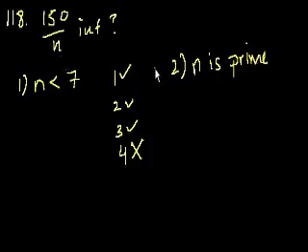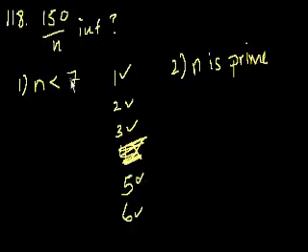But if you combine the two statements, if you say that n is a prime number that has to be less than 7, then we can take 4 out of the picture, because 4 isn't prime. And then you put 5 there. 5 definitely does go into 150. And then 6 does go into 150. It goes into 120, and then you have 30 left over, so 6 goes into 120. So all of the prime numbers less than 7 are divisible into 150. So both statements combined are sufficient to answer this question.